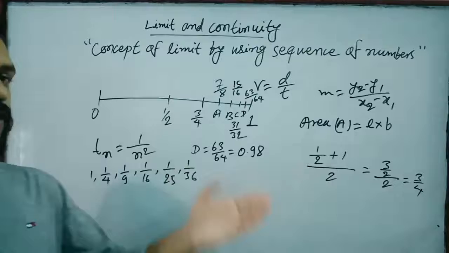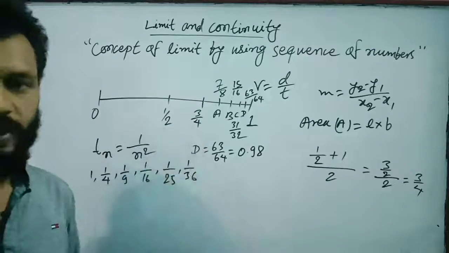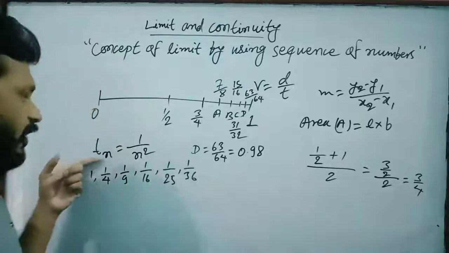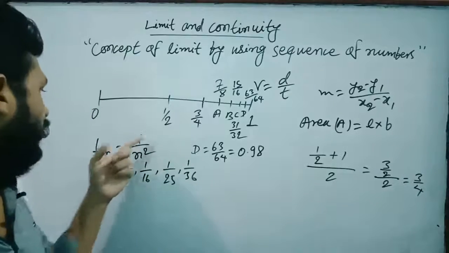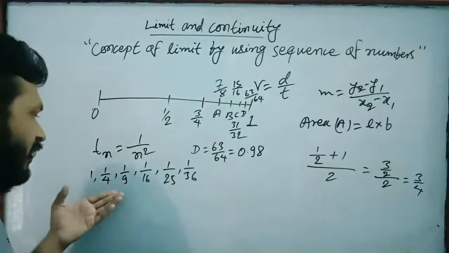1, 1 upon 4, 1 upon 9, 1 upon 16, 1 upon 25, 1 upon 36 are the first 6 terms of a sequence whose nth term is Tn equal to 1 upon n square. Are you clear? Okay.